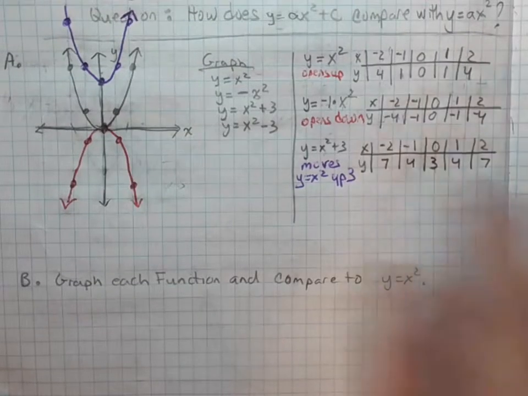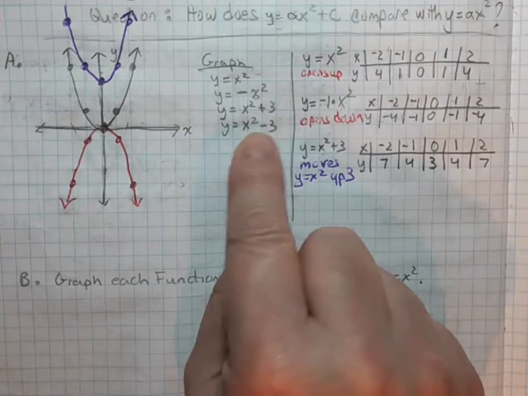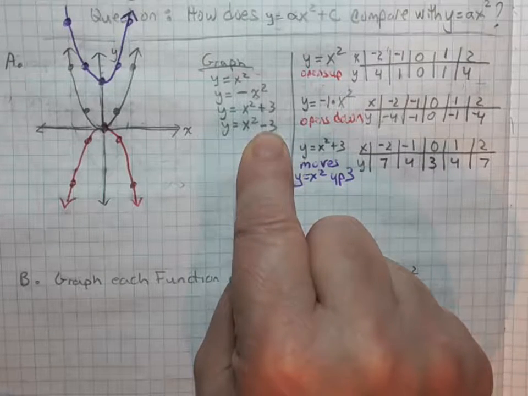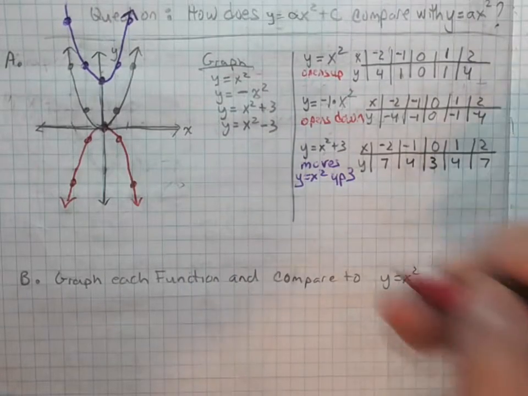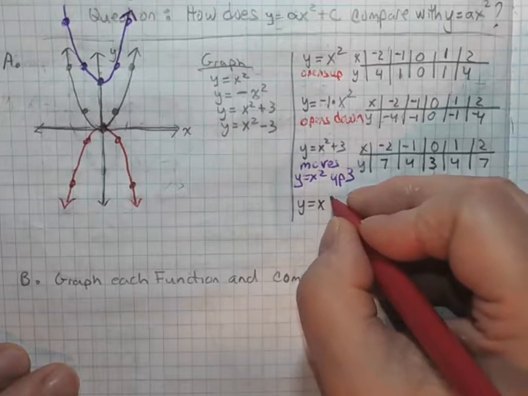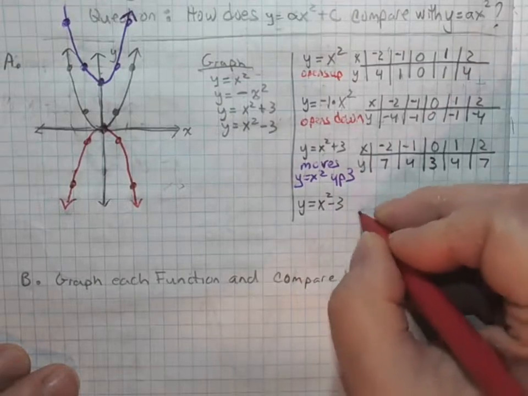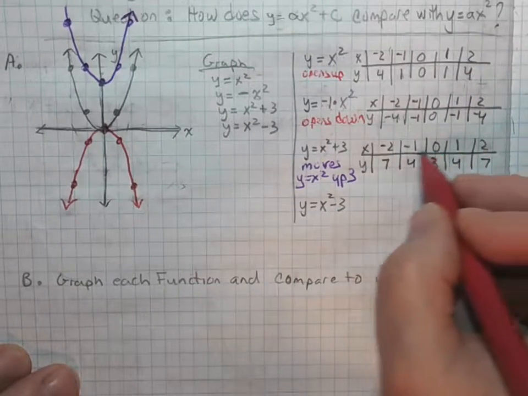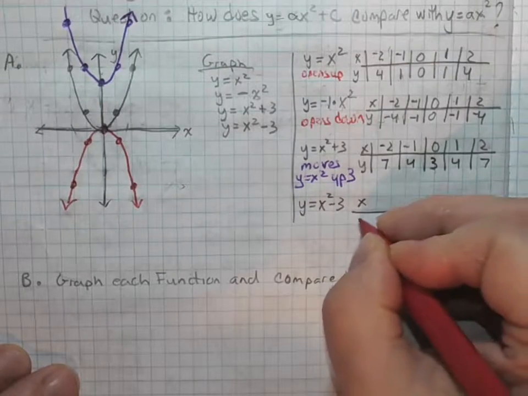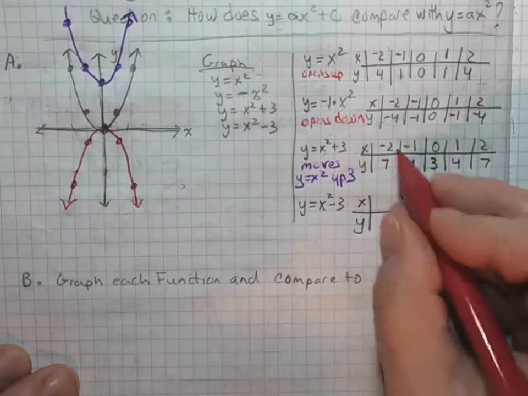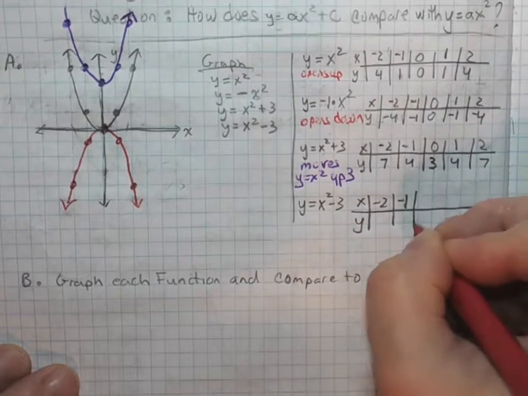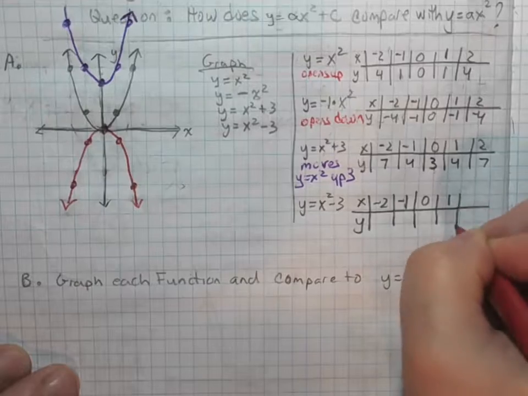Okay, and then one more. So what do you think will happen when we graph y equals x squared minus 3? Okay, well, let's give it a shot and see if your idea comes to pass. So x squared minus 3. I'm going to stick with those same input values and make a table. So -2, -1, 0, 1, and 2.